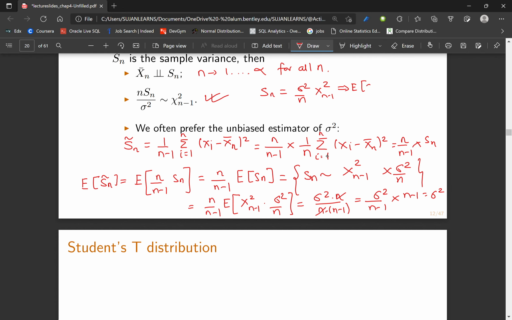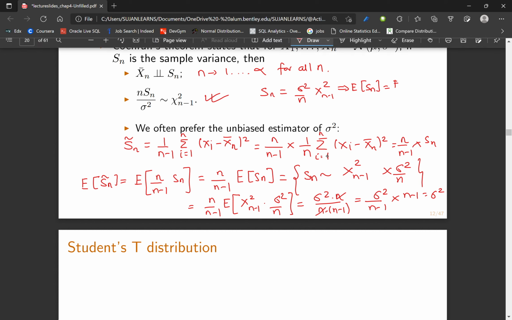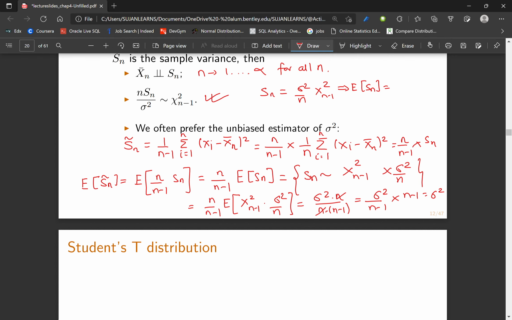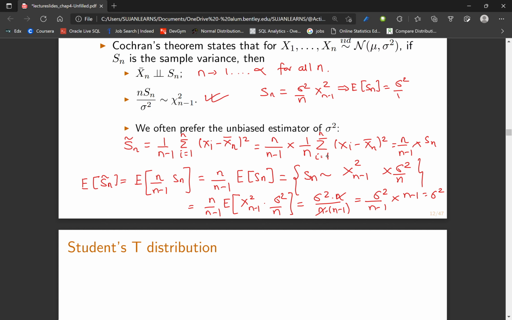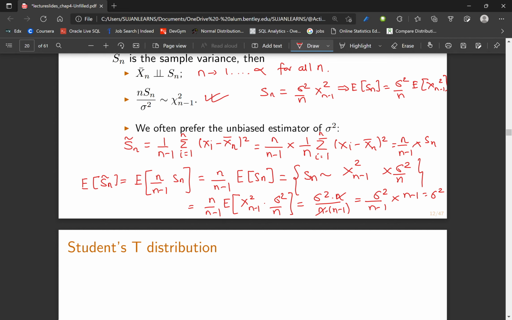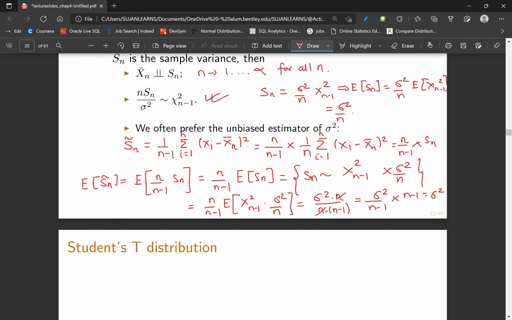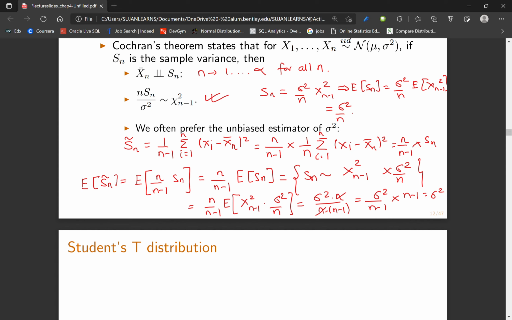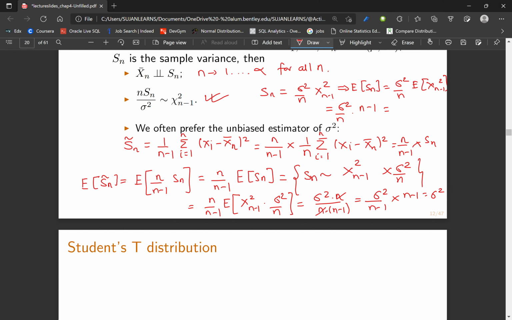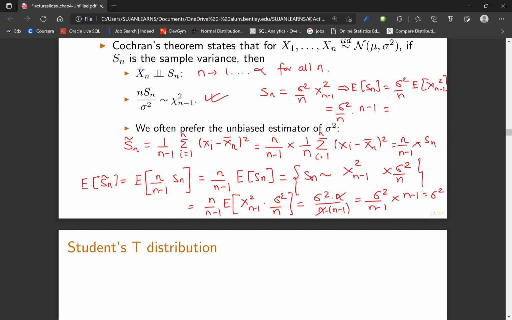The expectation of Sn and the expectation of chi-square with n minus 1 degrees of freedom. And we know that the expectation of chi-square n minus 1 is equal to n minus 1. Therefore, the expectation of sample variance, not unbiased sample variance, the sample variance, will be n minus 1 divided by n times sigma square.